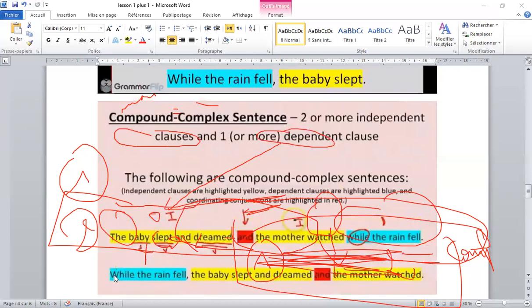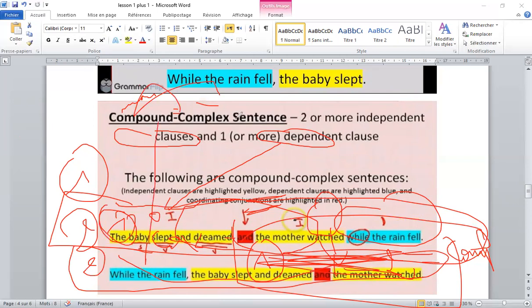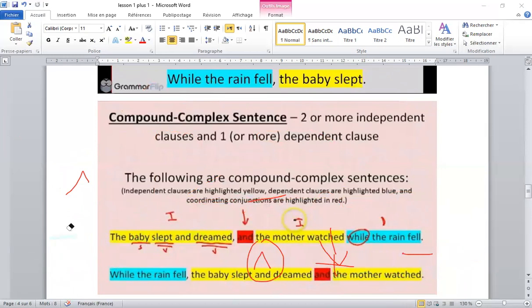That's why we say, instead of compound complex, number 2, while the rain, the baby slept and dreamed and the mother, it is complex compound, as if we swap the places. So the title of sentence number 2 is complex compound. But number 1 is called compound complex because we started with 2 compound sentences linked with the connective and. Have you got the point? So far so good? Yes, of course. Okay.